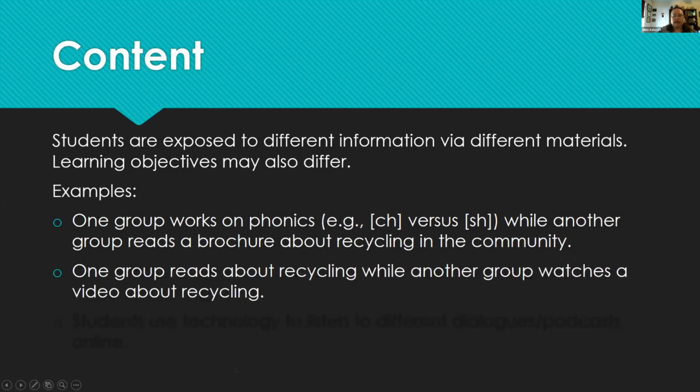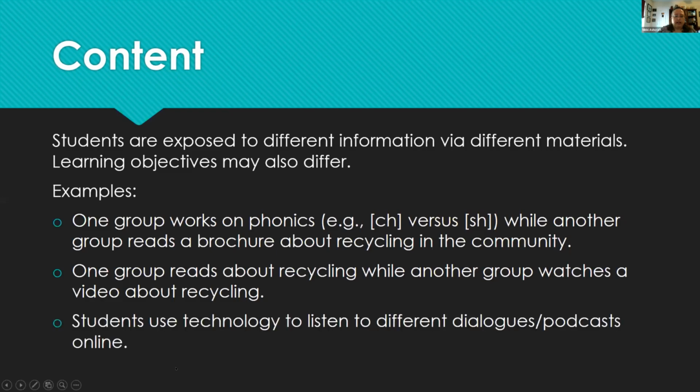Another example would be that one group reads about recycling while another group watches a video about recycling. So even though it is the same subject, they are getting exposed to different information and it's in a different modality. And a third example, students use technology to listen to different dialogues or podcasts online.